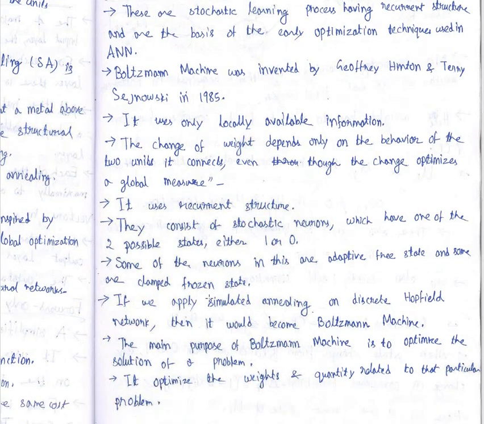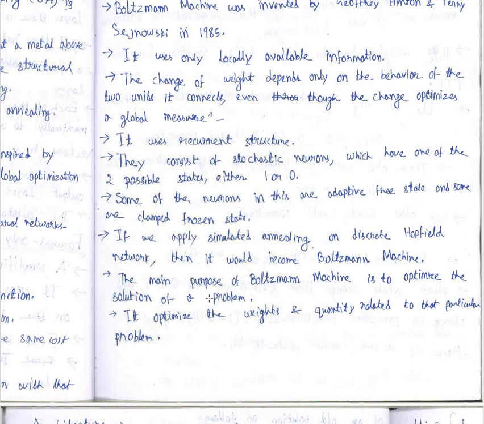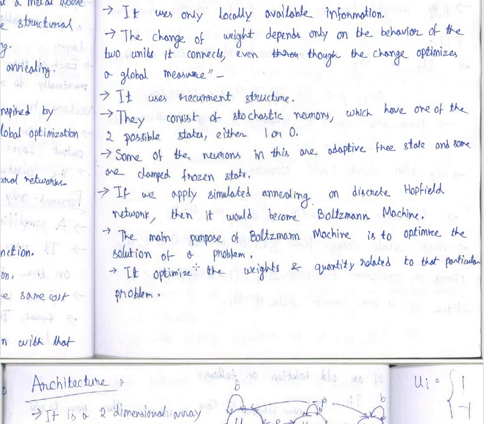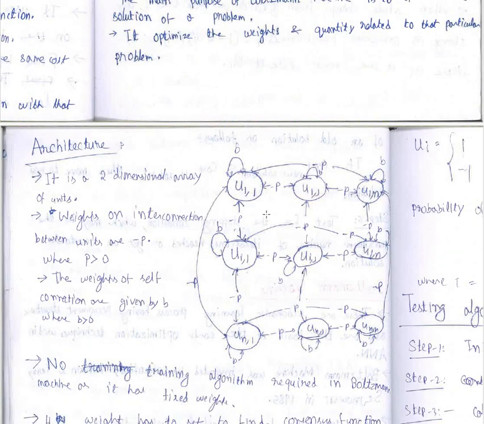The change of the weights depends on the behavior of the two units it connects, though the change optimizes the global machine. It uses a recurrent structure. The two possible states are either 0 or 1. Some of the neurons are in an adaptive free state and some are in a clamped frozen state. When we apply simulated annealing on a discrete Hopfield network, it becomes a Boltzmann machine. It's used for the optimization of problems.